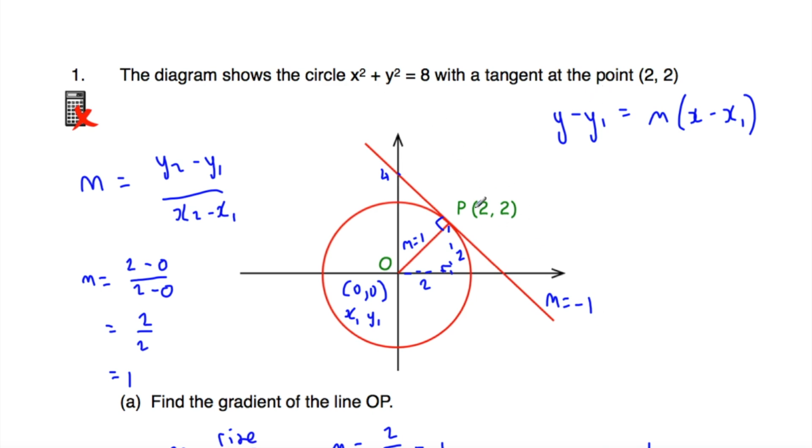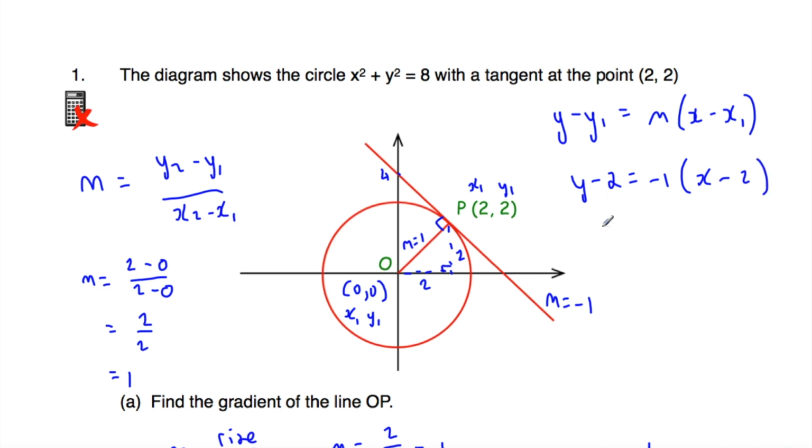So in this case, the point x1, y1 would be 2, 2, because that's the point on the line we want to find the equation of. So we would call that x1, we would call that y1. And then m is the gradient of the line, which is -1, and we can substitute those in. So we'd have y minus y1, which is 2, is equal to m, which is -1, then in brackets x, and then minus x1, which would be -2, close brackets.